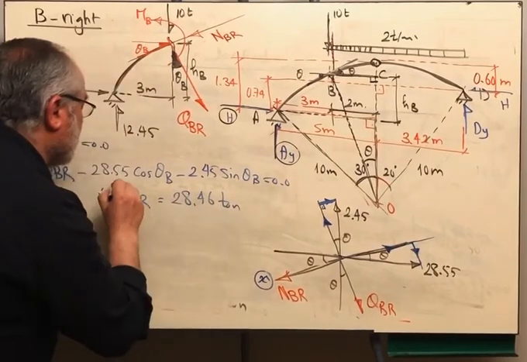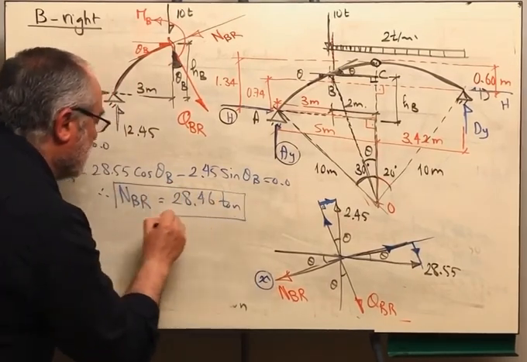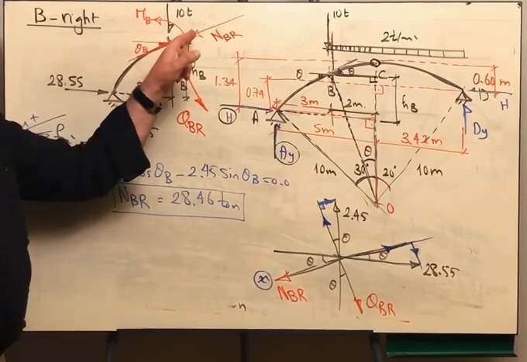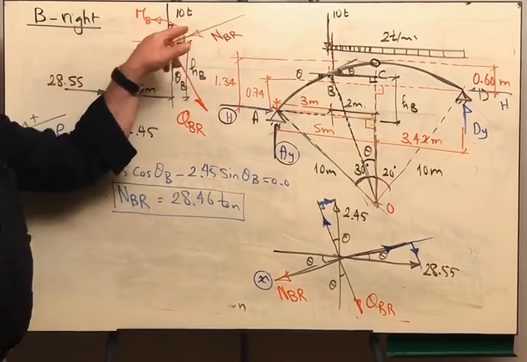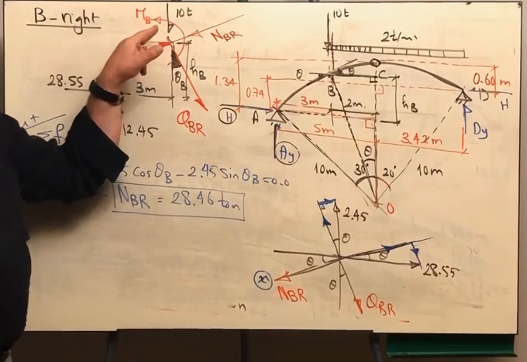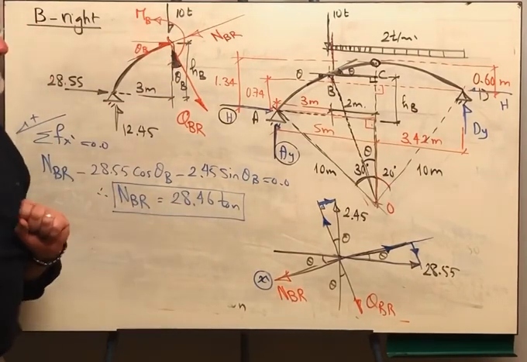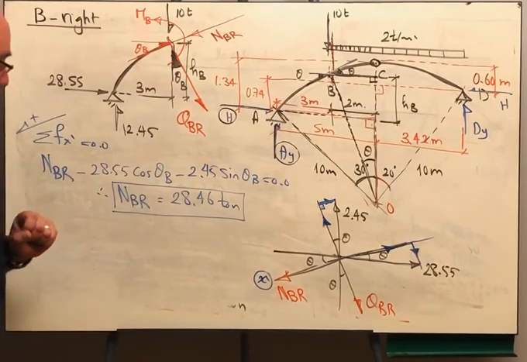What is the meaning of the positive sign here? Because we know that in the arches the normal force is always compression, we assumed the force towards the section because it is compression, and we got the answer positive, which means that our assumption was correct.